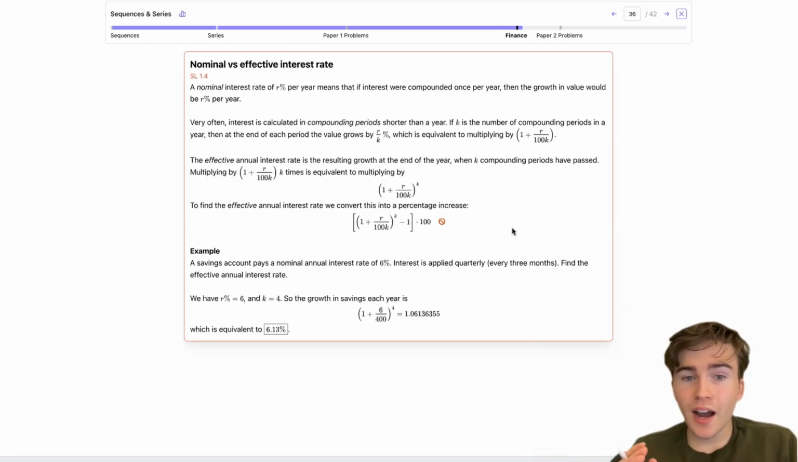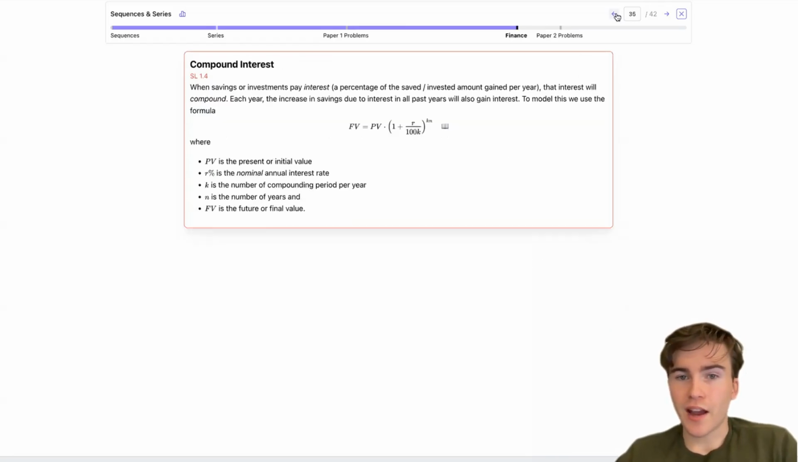But let's do an example. If I have a savings account that pays an annual interest rate of 6%, and interest is applied quarterly, so every 3 months. So I'm going to get interest in like March and then June. I don't know, every 3 months of the year, to be honest. Find the effective annual interest rate. Okay, so I have R% is equal to 6, and I have K is equal to 4, the number of compounding periods per year. I'm just going to use my formula.